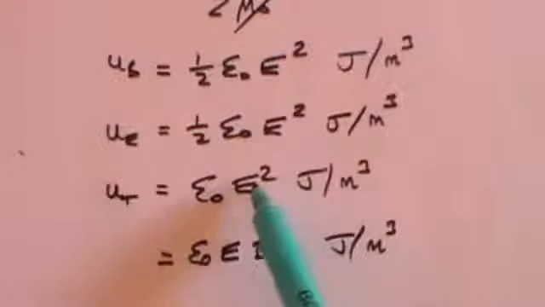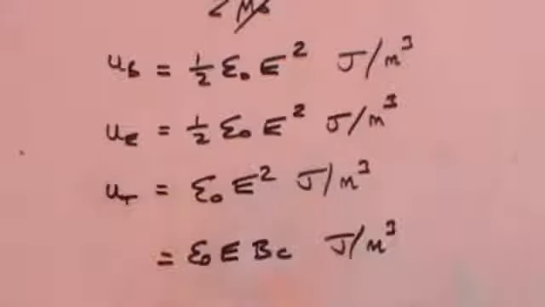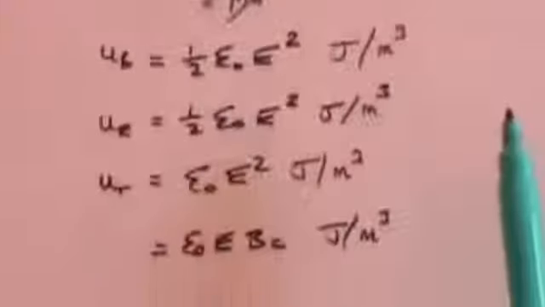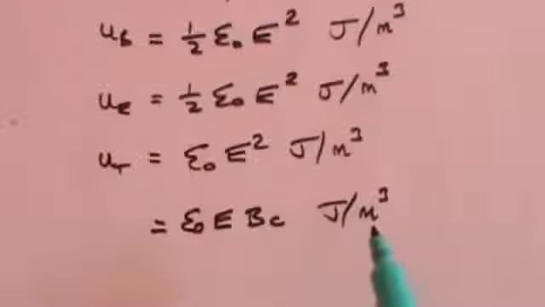Since we've simply taken one of the E's and called it BC, because that's what we get from here, that gives us this term here for the total energy per unit volume in the electromagnetic wave.